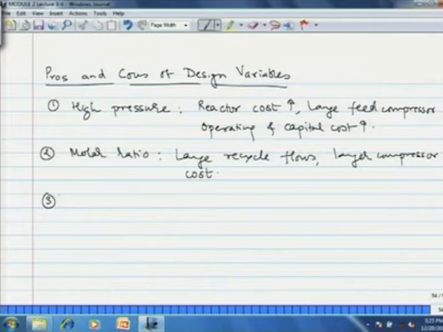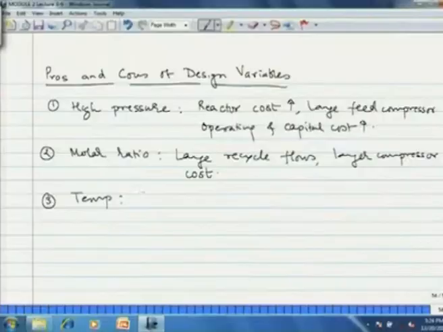Now, the temperature. Of course, we have not considered temperature in our analysis, but we can identify the effects of temperature by simple principles of physical chemistry. If the temperature reduces, obviously the equilibrium conversion will go up because the reaction is exothermic. However, the reaction kinetics goes down. So, that point we note.